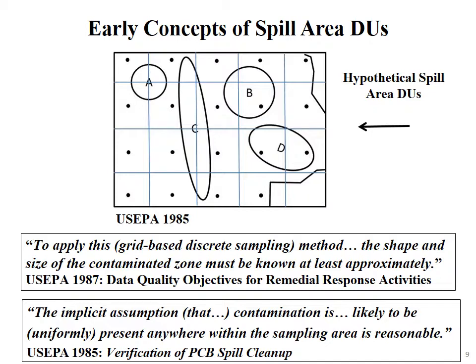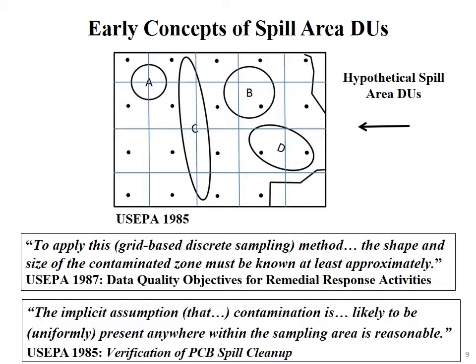So to apply this grid-based discrete sampling method, the shape and the size of a contaminated zone must be known at least approximately. And typically the location of suspect contaminated zones are also known at least approximately. So the concept again is spill area decision units. It's nothing new, but the sizes of suspect spill areas was used in the past to designate the grid size for discrete samples, and we'll discuss tomorrow in the next presentation why this didn't work as well as they thought it would.